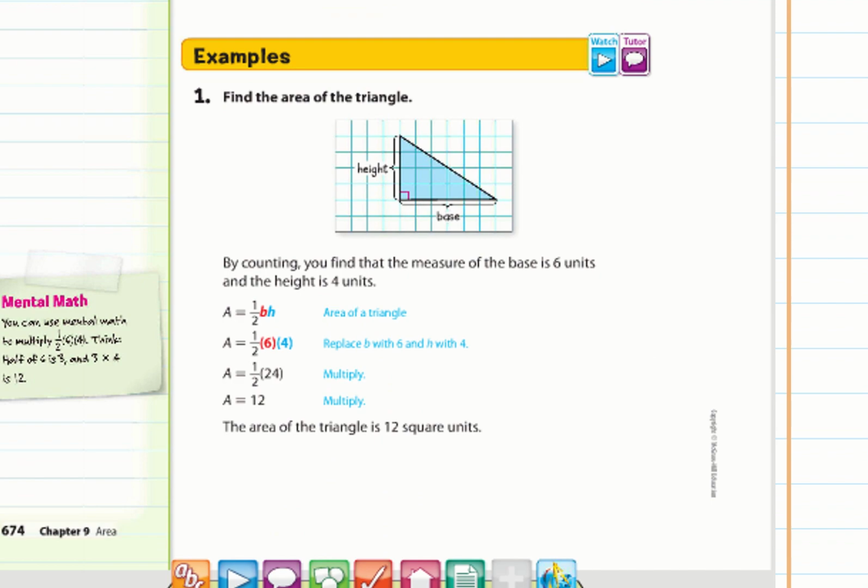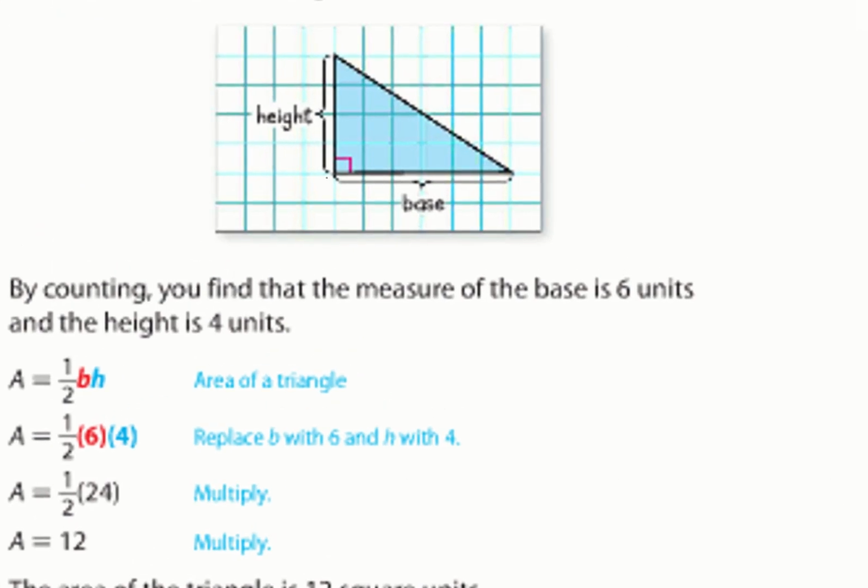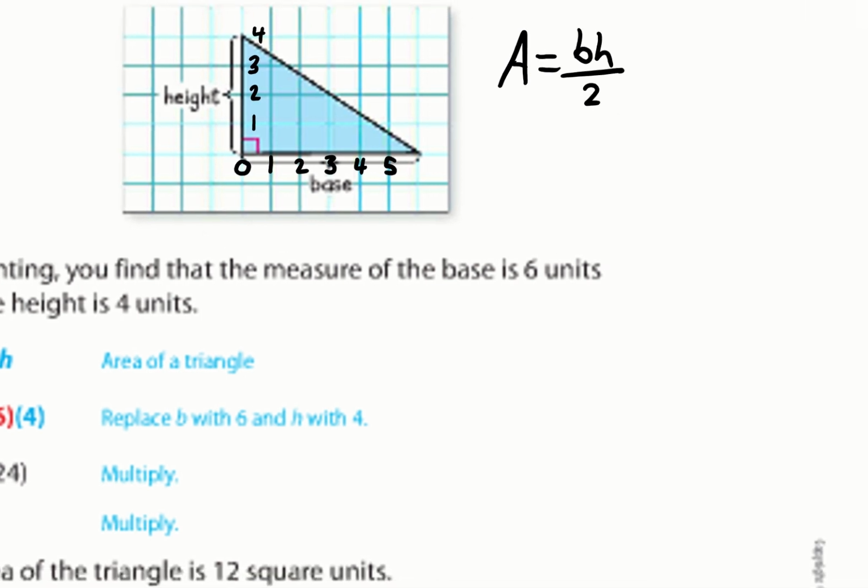So we're going to find the area of the triangle. Let's take a look. This is going to be my 0. I have 1, 2, 3, 4, 5 as my base. And as my height, I'm going to do it inside the triangle, 1, 2, 3, 4. So my formula is area equals base times height divided by 2. I can take these numbers: area equals 5 times 4 divided by 2.